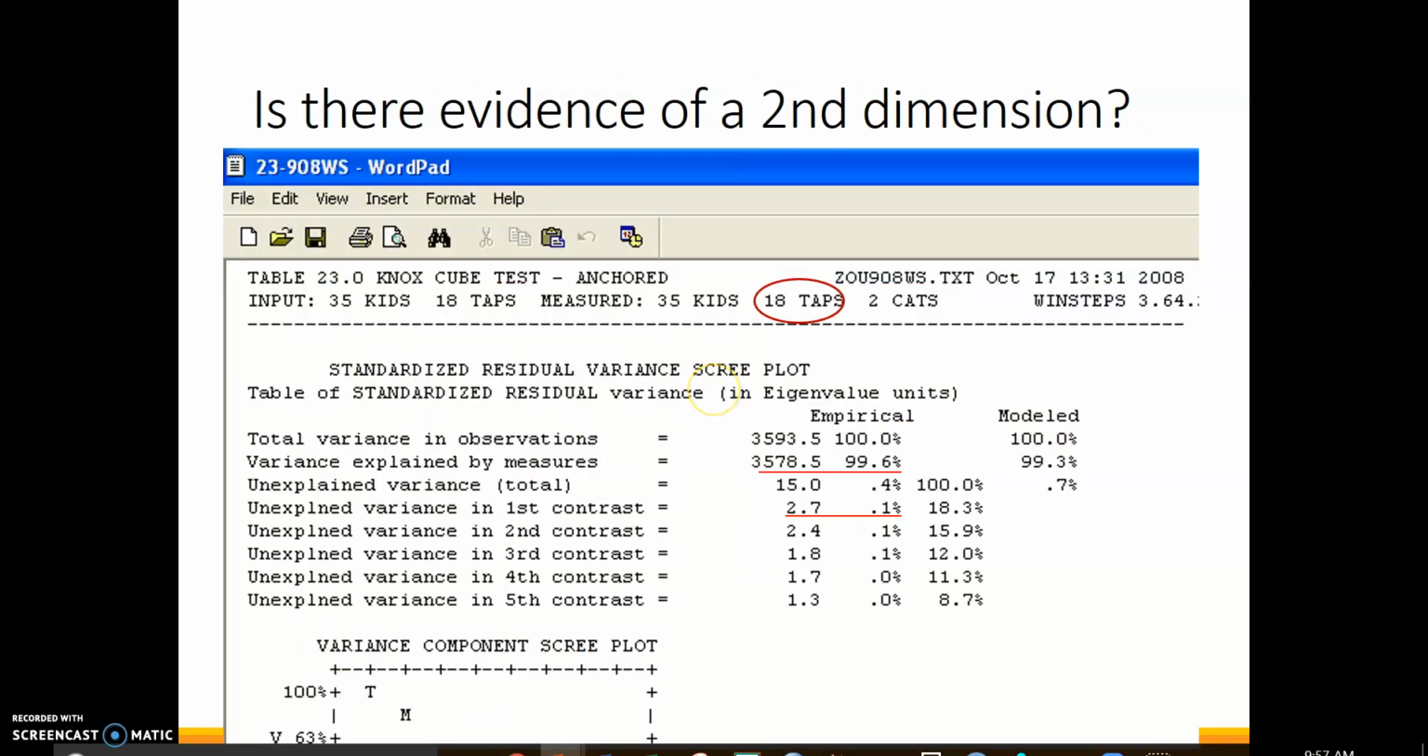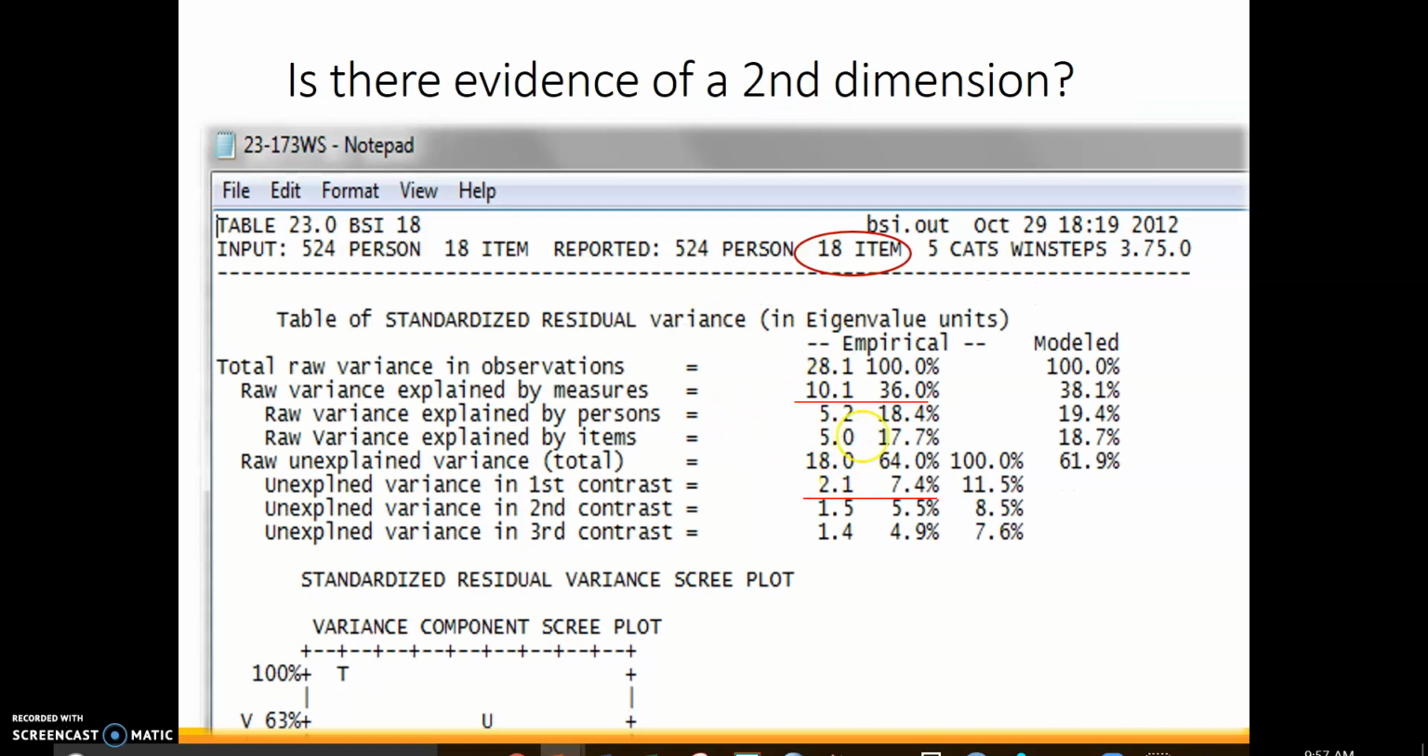Also, explaining that much variance is unusual. So here is a more typical thing that we're looking at. 18 items. We're explaining 36% of the variance, so not a lot, which is concerning. And we have everything kind of right on the cusp. So we have a 2.1 eigenvalue, which is higher than 2, and it's explaining 7% of the variance. I don't know about this one. I definitely am going to have to look deeper and see what's loading onto that second dimension, and does that seem real?